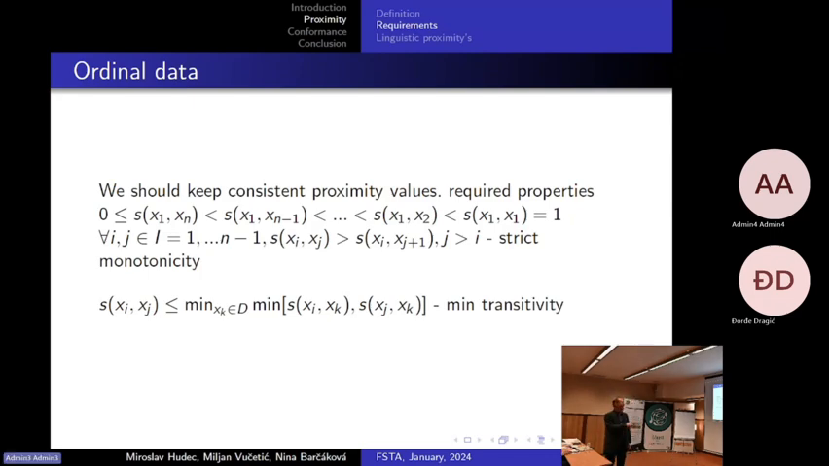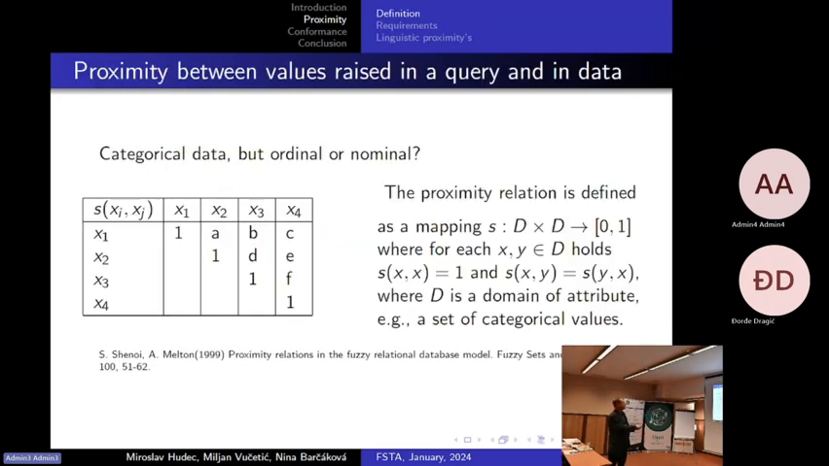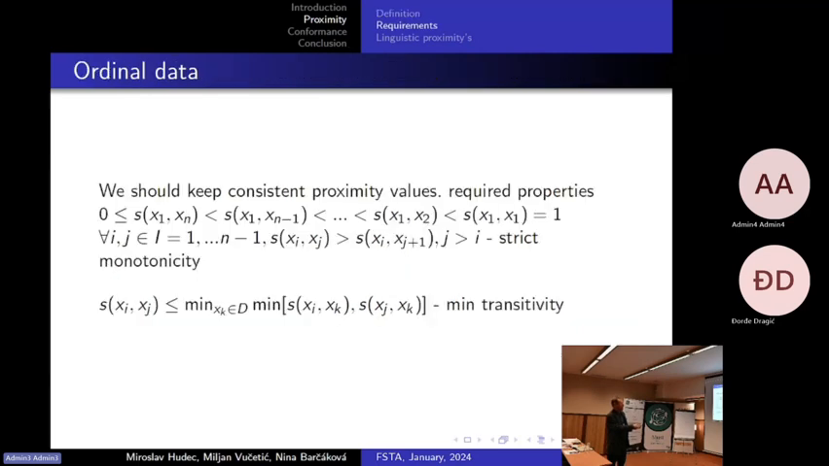Also just a remark for the second one. We simply mean that we have, let's say, very small and very high. From very small, we could go to small, then medium, and then very high. This is the reason why we keep min transitivity.